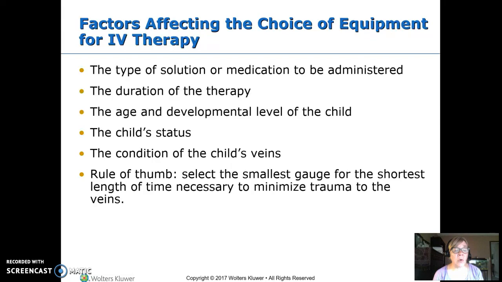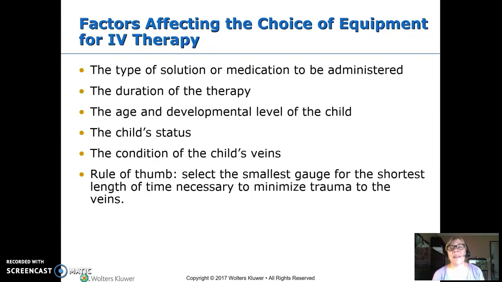In general, the rule is to use the smallest gauge IV for the shortest amount of time necessary to meet the needs. You're going to see we do lots of PICC lines at Valley Children's, because if you're getting IV fluids or IV medications for more than a week, it's cost effective.